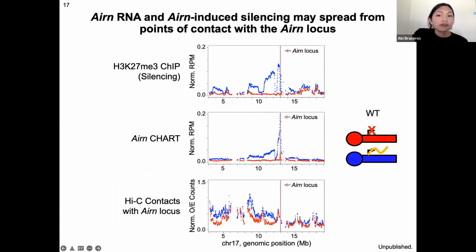All right, so now if we compare the data from all three assays in wild type cells, it does indeed look like Airn RNA and Airn-induced silencing could be spreading relative to the sites of contact with the Airn locus. So you might be wondering by now, what's at these contact points?